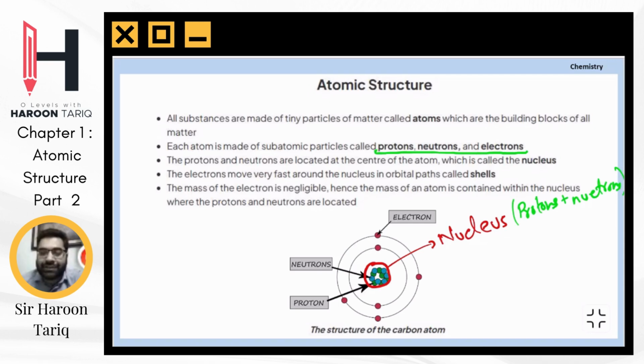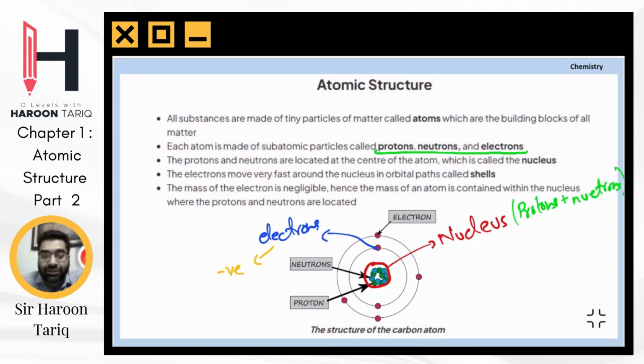Outside the nucleus, we have energy levels, or shells. In these shells, we have electrons, the third subatomic particle. So within the nucleus, we have protons and neutrons. Outside the nucleus, we have electrons. There are a few properties that you need to know about these subatomic particles. First, the charges on these subatomic particles.